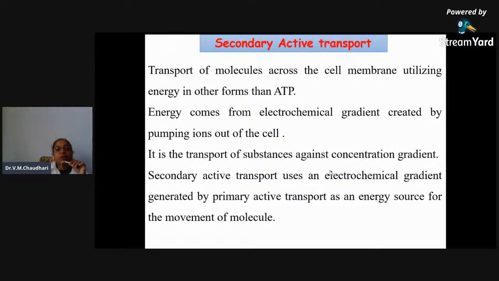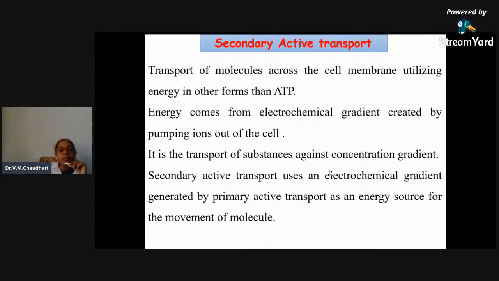Now secondary active transport is also against the concentration gradient, from lower concentration to higher concentration. But the energy which comes in the secondary active transport is the energy from the electrochemical gradient created during the primary active transport. The electrochemical gradient which is generated in the primary active transport is used as the energy source for the secondary active transport.